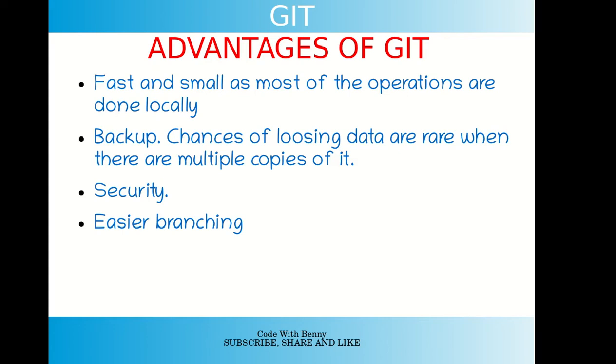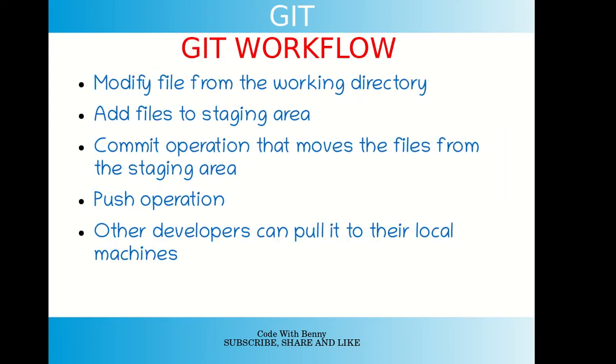And then there is easier branching. So branching is when you work on one project and you're different people. So you can easily create branches with Git so that someone works on a particular part of a project, another person on a particular part, and then you combine it, okay? Yes, so let's get to know the Git workflow.